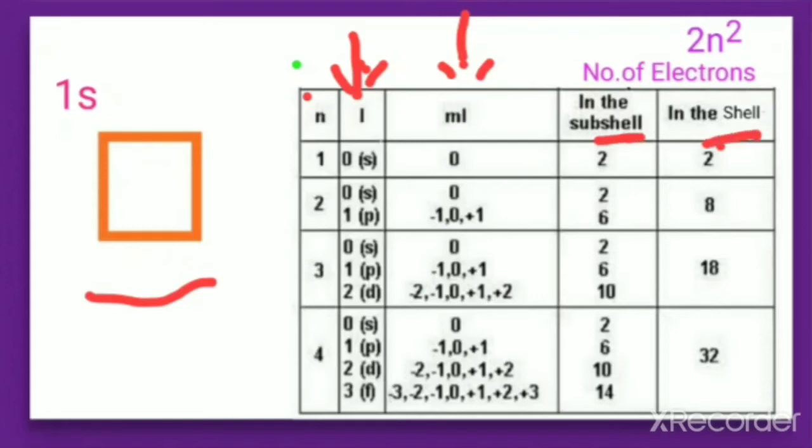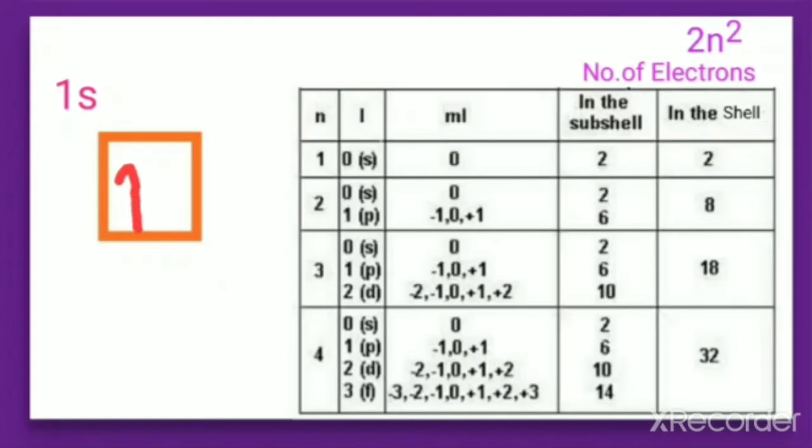Let us discuss first the case of 1s. We know that it is an s orbital, so we have to make a single box. Now let us fill the electrons. According to the Pauli exclusion principle, a maximum of 2 can be accommodated, one clockwise and the other anti-clockwise. In the first shell there is only one orbital, that is 1s, so the maximum number of electrons is 2. Therefore, the total number of electrons in the first shell is equal to 2.